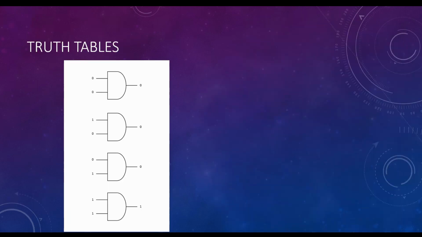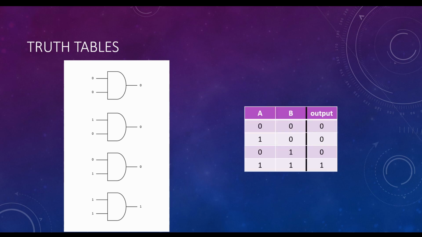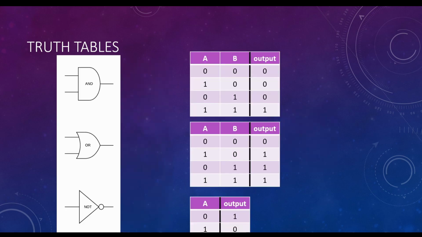And each of the gates can be described with a truth table. Let's take the AND gate as an example. I have enumerated all possible options here, and you can see that only when the 2 inputs are 1, the output is 1. And this can be described in a truth table. The truth table enumerates all the options for all the inputs and all the outputs. And these are the tables for all 3 basic gates.